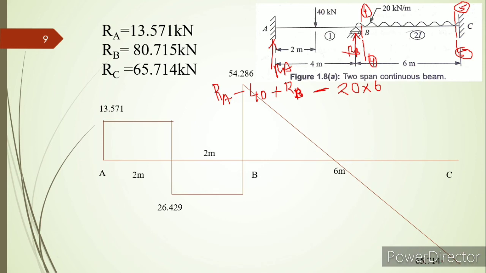Therefore this is the shear force diagram along the span BC, an inclined line, and here the value is minus 65.714. This is 3 meter and this is 3 meter. The value is 0 in the center.